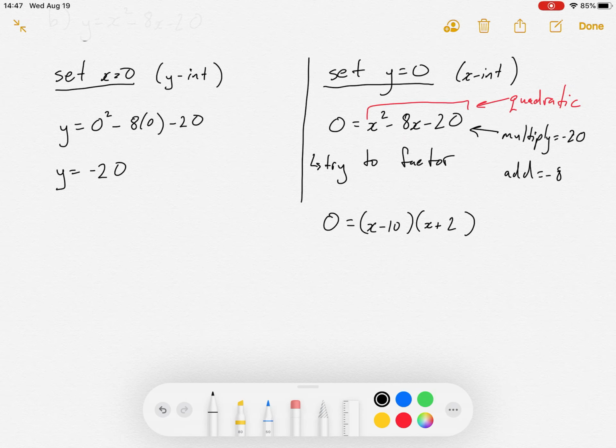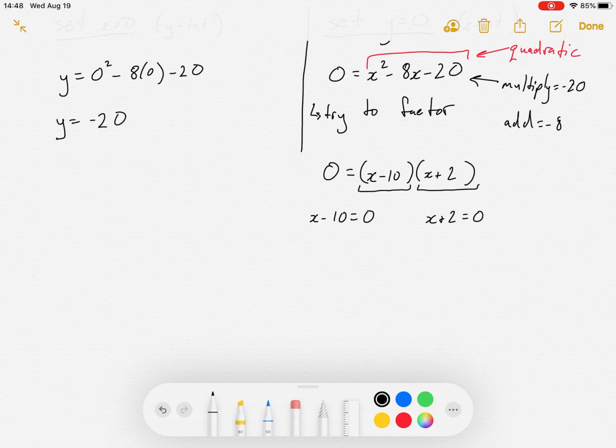So notice if I were to multiply that expression on the right, I should end up with my original of x squared minus 8x minus 20. So the reason we do this is because the next step is to set each of these factors equal to 0. This is called the zero product property. So I'm going to write this as x minus 10 equals 0 and then x plus 2 equals 0. And now you might just be able to see the answer, or you could use what you know of solving equations to end up with x equals 10 and x equals negative 2.